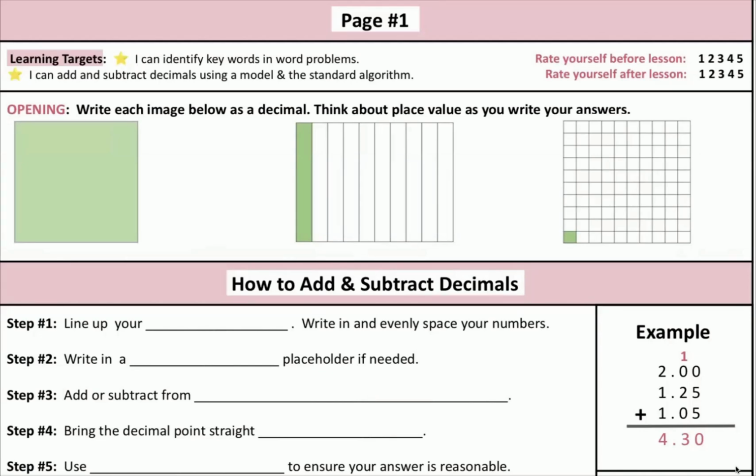For our opening, our first image shows 1 whole. So if you're writing this as a decimal, we could just write 1, or you could write 1.0. For our next one, we have 1 out of 10 shaded. If this were a fraction, I would write 1/10, but it asked us to write a decimal. So to write 1/10, I'll just write a 1 in the tenths place.